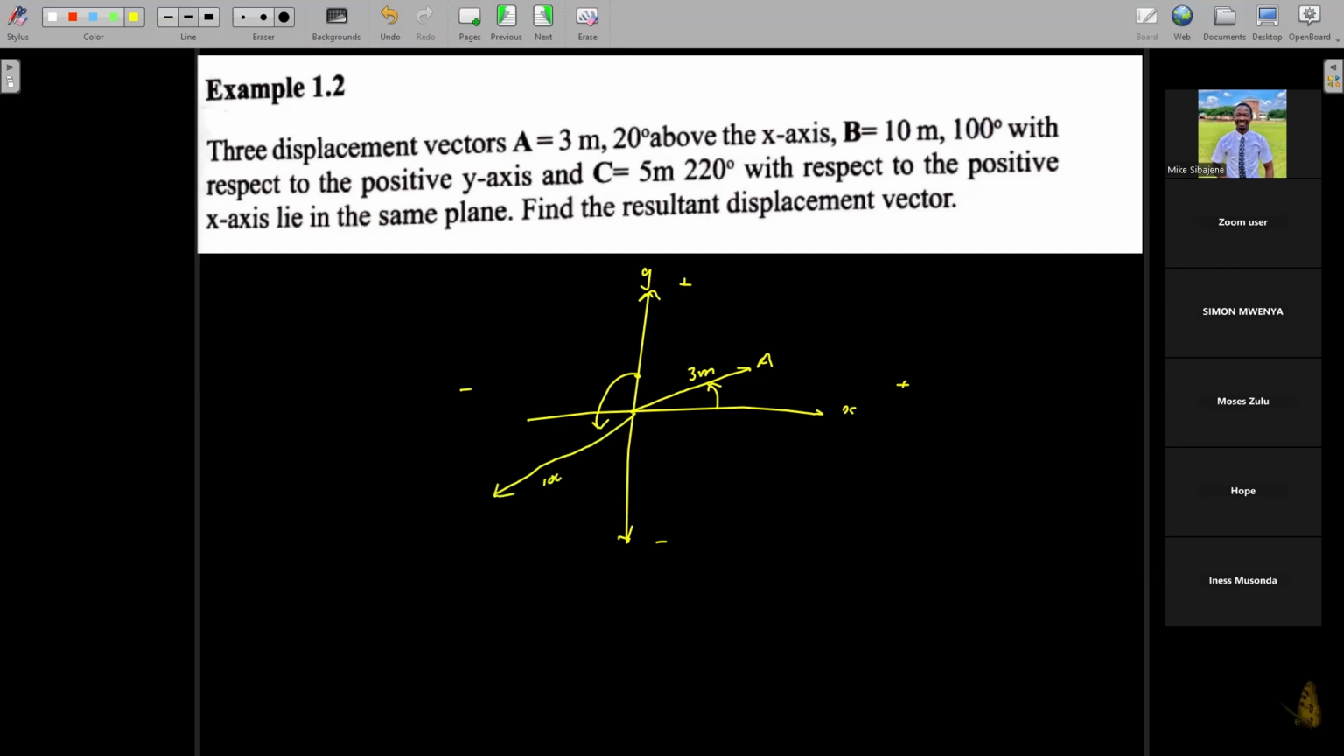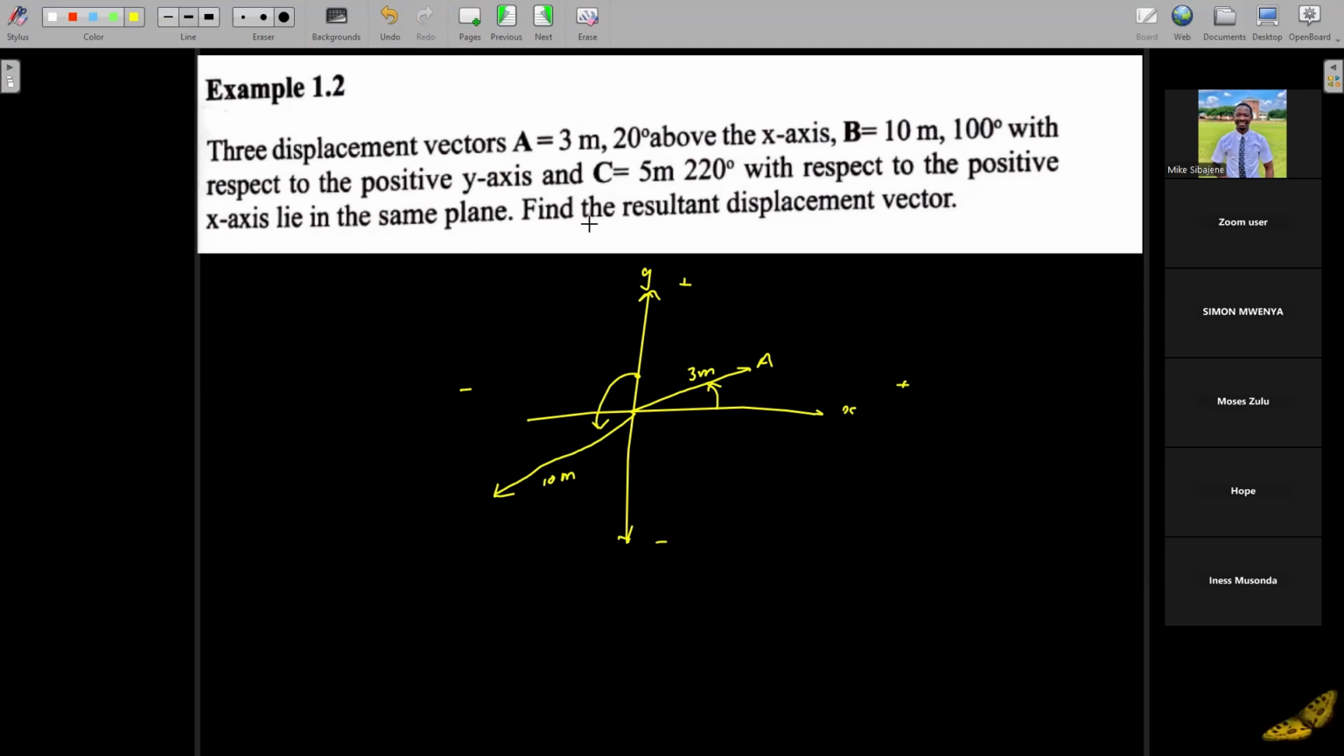Are we clear how we found this answer? Any question? Okay, I believe that there is no question. And it is 10 meters, not 100 meters. That is your 10 there. That is how we plot our point.